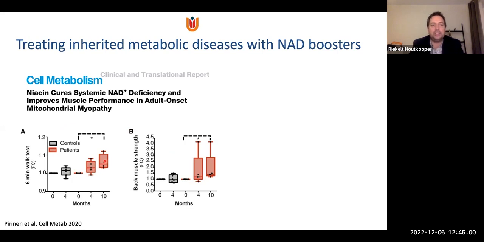more pronounced. They see that the exercise capacity, so in this case, 6-minute walk test, is significantly improved in the patients. And also this is a muscle strength, and this is the back muscle, but they tested several muscles. The muscle strength also is improved after 4 to 10 months on niacin.